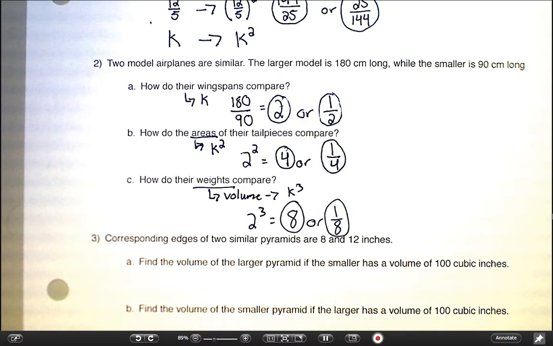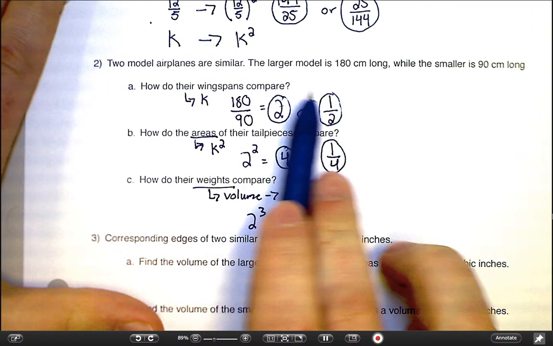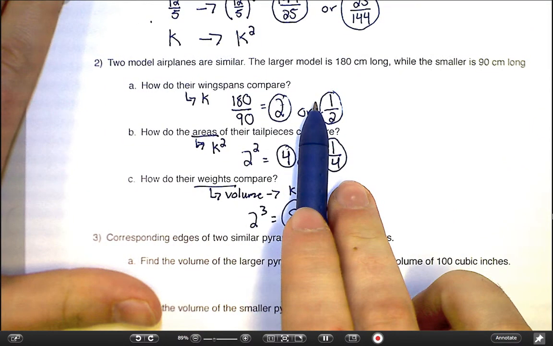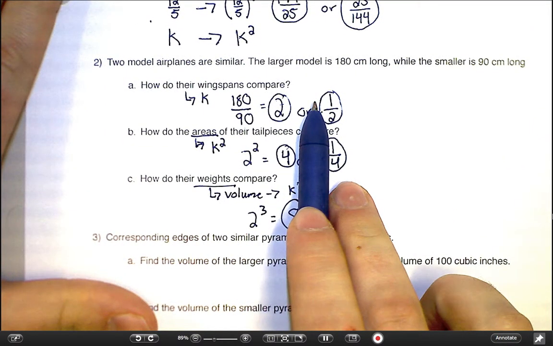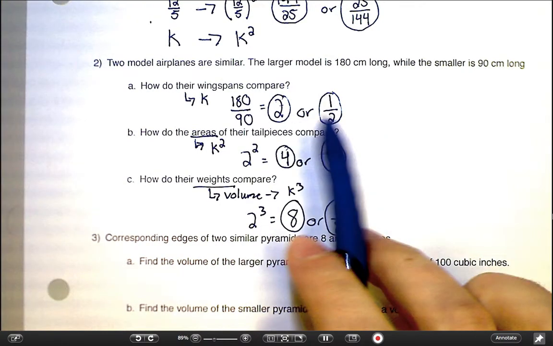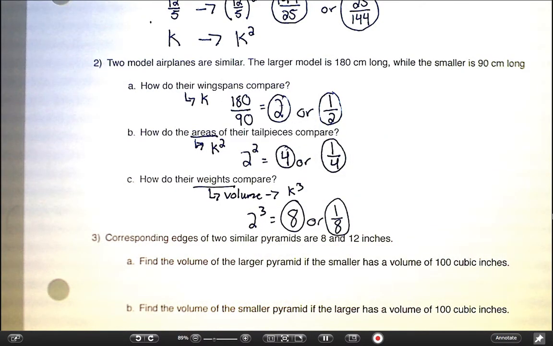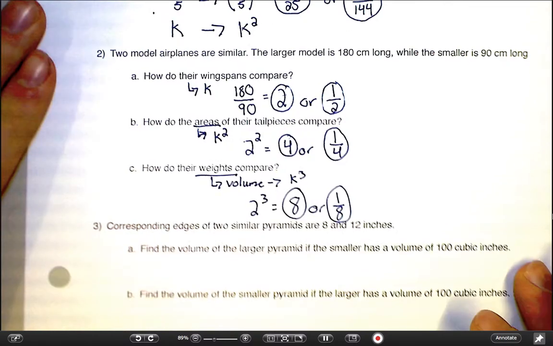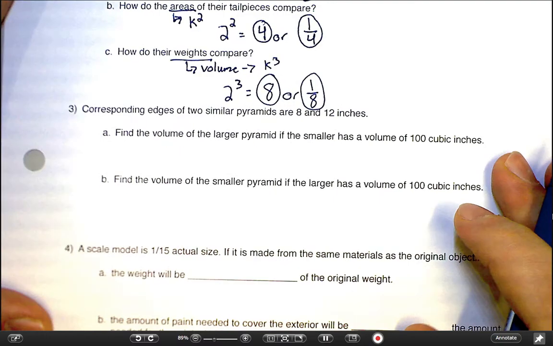Okay, and for these first two, I didn't ask you to find any pieces from here. I could very easily ask you to do that. I could tell you the wingspan of the bigger model was, I don't know, 80 centimeters, and then you could find the wingspan for the smaller one. I didn't ask you to do that. We're more talking about these k values because that's the new piece. You've done the finding the missing pieces a lot at this point.